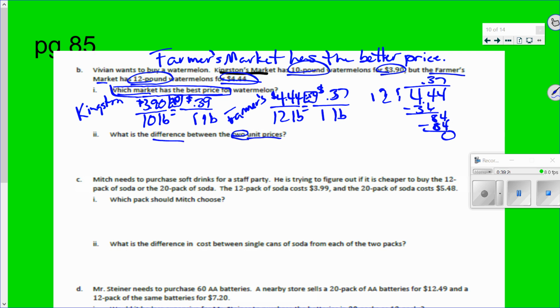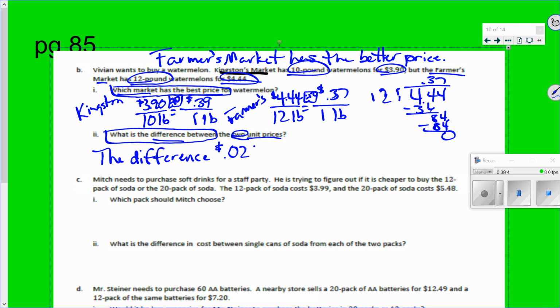Okay, what is the difference? Difference is what? What operation? Paul? Subtraction. What's the difference between 39 cents and 37 cents? 2 cents. So again, I'm going to use dollar notation, so that's going to be $0.02 between them. If you use cent notation, it would be 2 cents. So you could write that either way. Just don't mix the two, guys.